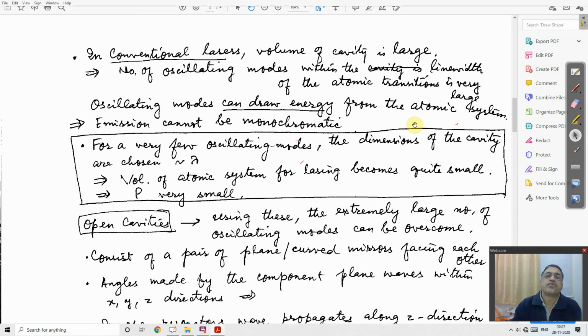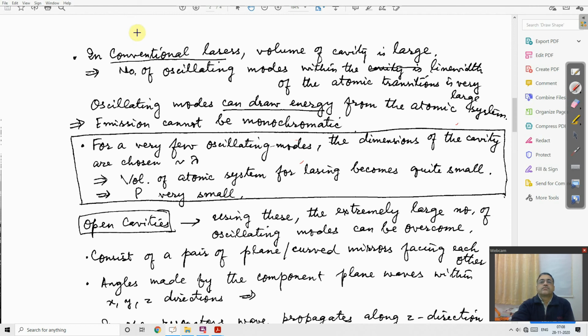The number of oscillating modes within the line width of the atomic transition is very large. It is quite large. Oscillating modes can draw energy from the atomic system. Therefore, the emission cannot be monochromatic.